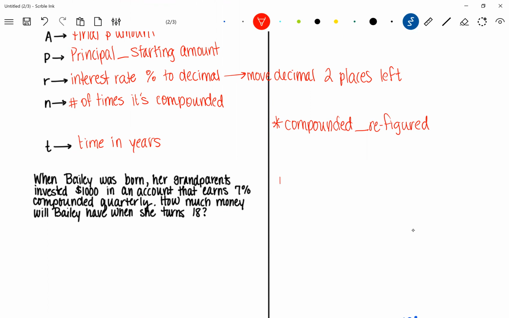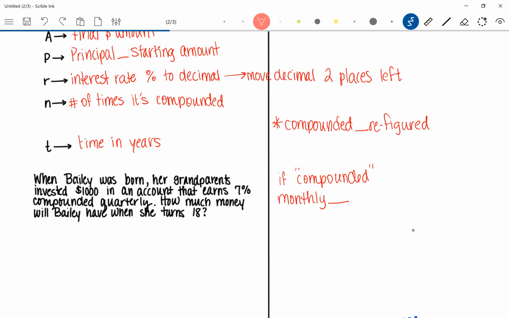So if it says compounded monthly, what does monthly mean? If something's done monthly, what does that mean? By the month, so every month. So if it's compounded monthly for a year, that means it's compounded every month for a year. How many times in that year is it going to be compounded? 12. So that means if it's monthly, N is 12.